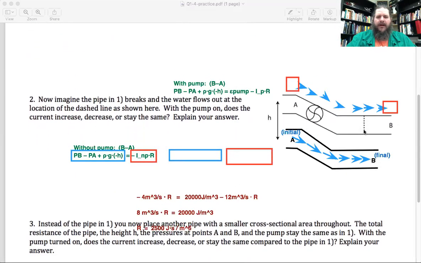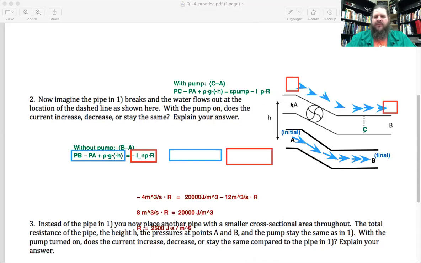If we crack the pipe here, let's say we call this location C instead. Taking a look at location C, if we rewrite the equation from A to C instead of from A to B, the pressure difference hasn't changed because pressure B was at atmospheric pressure. Point C is now also at atmospheric pressure. So from A to C, the pressure change is the same as from A to B. The height difference hasn't changed because C and B are at the same height anyway. The pump hasn't changed because we still have the same pump there.